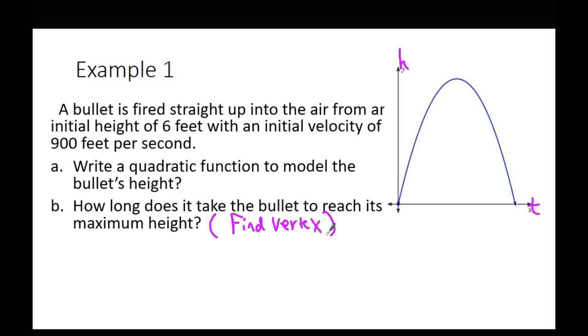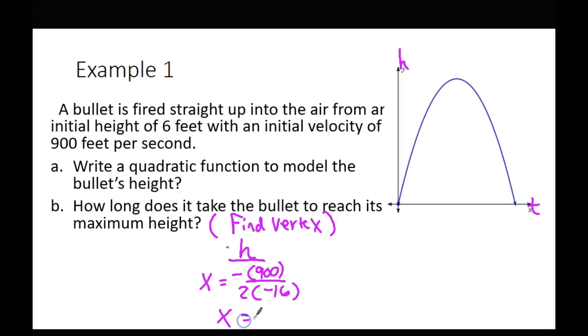Okay, so how do we find the vertex? Well, first of all, this is in standard form, right? And yesterday we talked about how to find the vertex in standard form, right? The first thing you do is negative b over 2a, right? So my b is what in this case? 900, and my a is negative 16, right?